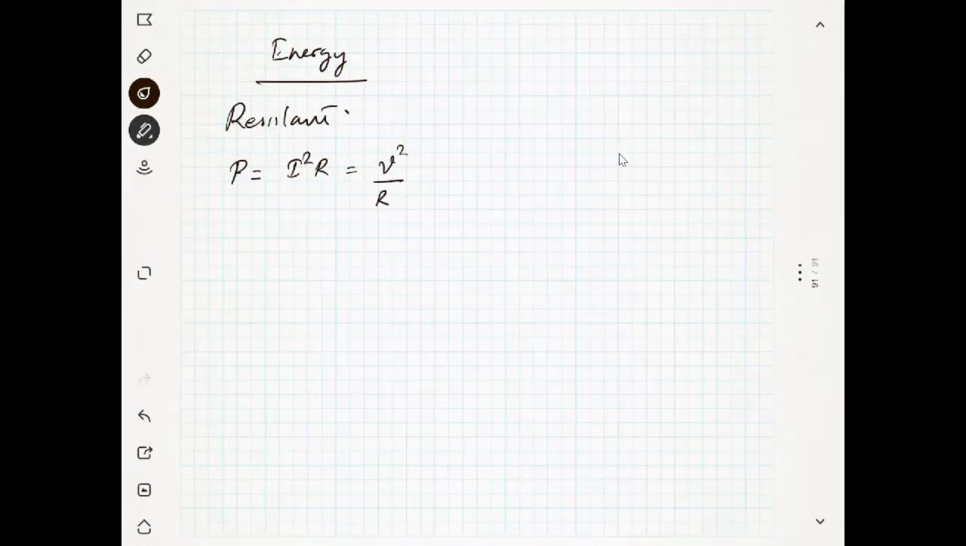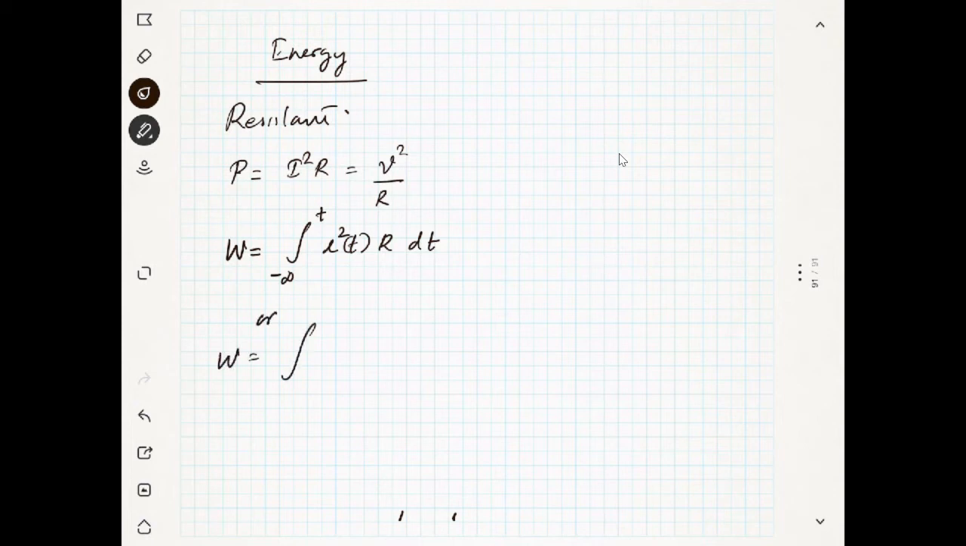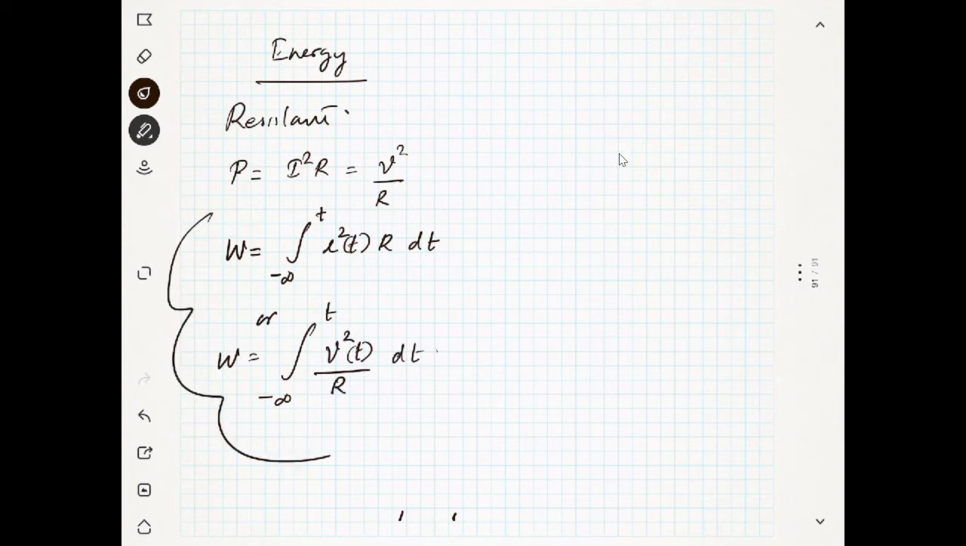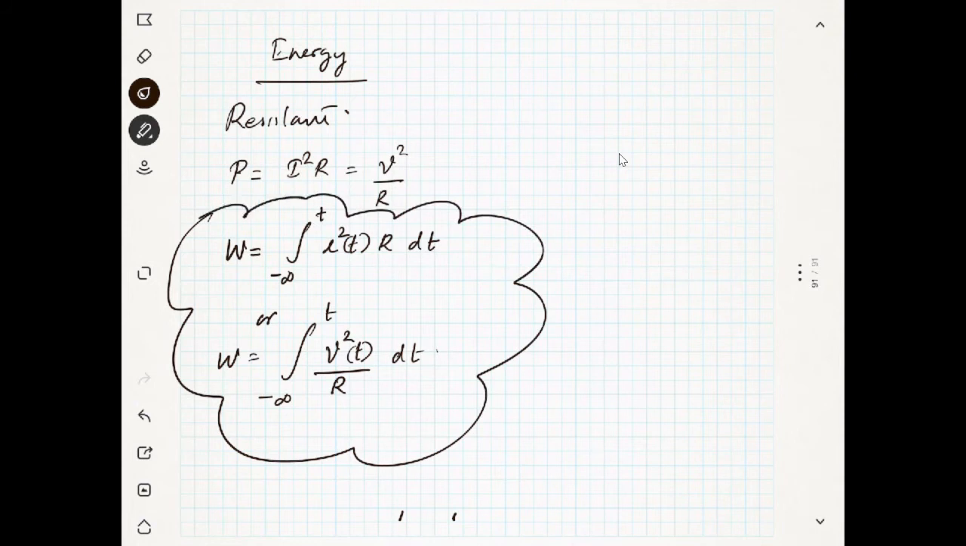Now, what is this? The energy or the work done is nothing but the integral from minus infinity to t of I square r dt, if you know the current as a function of time. Or if the voltage is a function of time, then the integral of v square t by r dt. So these are the two equations to calculate the energy.